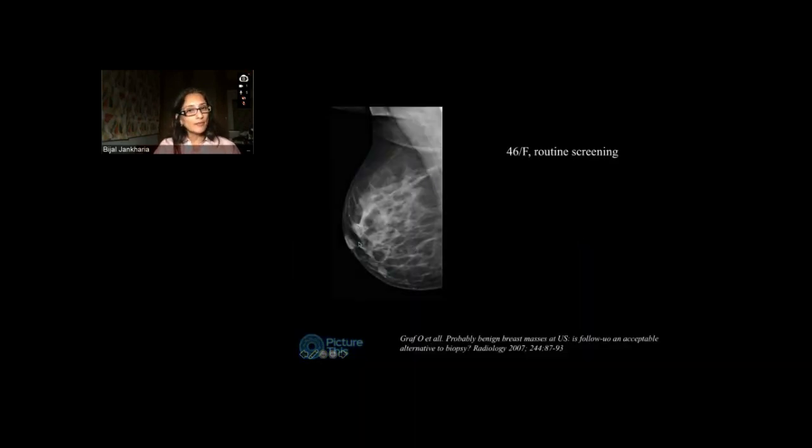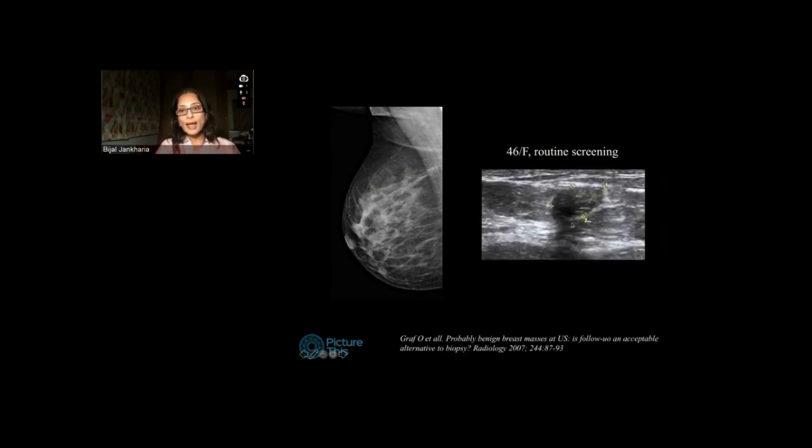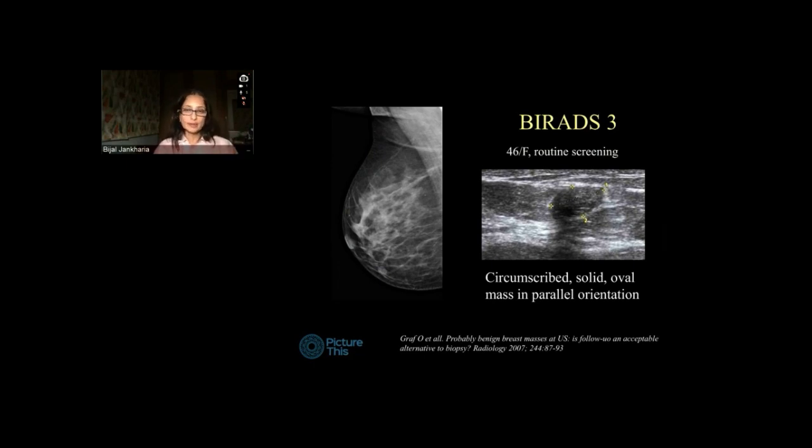This lady had just come for screening, 46 years old, incidentally picked up this lesion, did an ultrasound, and look at it. Circumscribed solid oval mass in a parallel orientation. Fibroadenoma, very likely. Well circumscribed, malignancy less than 2% chance. So BI-RADS category 3 and a 6-month follow-up on this patient.